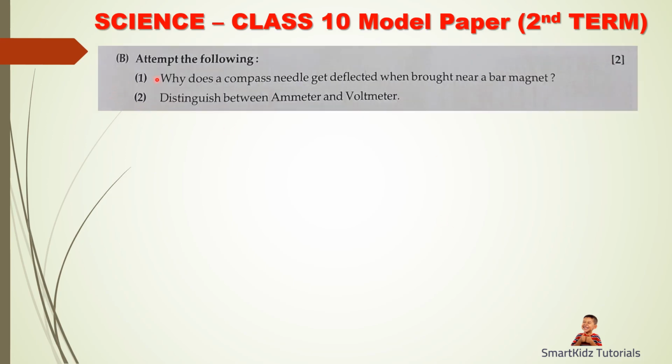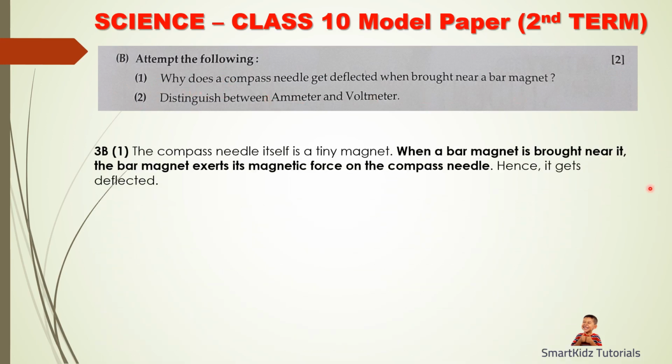Question 3b, attempt the following, and this is for 2 marks. The first question under 3b is: why does a compass needle get deflected when brought near a bar magnet? We have learned that the compass needle itself is like a magnet. So when you bring a bar magnet next to another magnet, it is bound to react. When a bar magnet is brought near a compass needle, the bar magnet exerts its magnetic force on the compass needle. Hence it gets deflected.